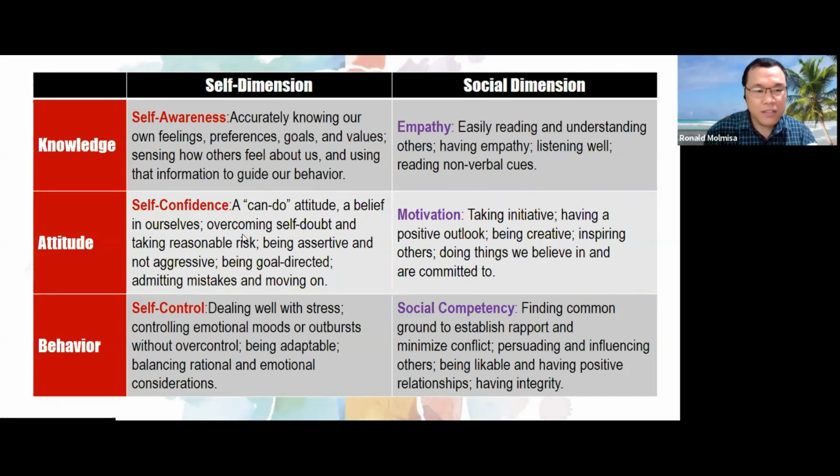This would guide us. And each of them, later, join me in the discussion. Baka meron kayong mga ma-share. And I would also share some with regard to how to enhance these skills sa emotional intelligence. Okay?